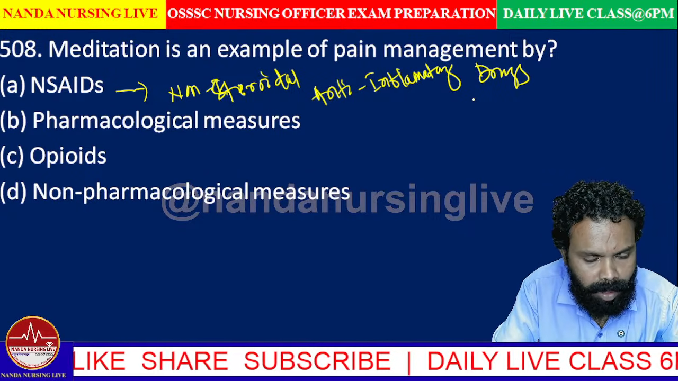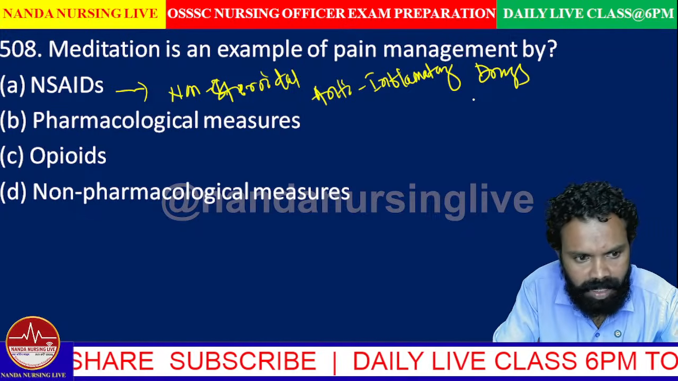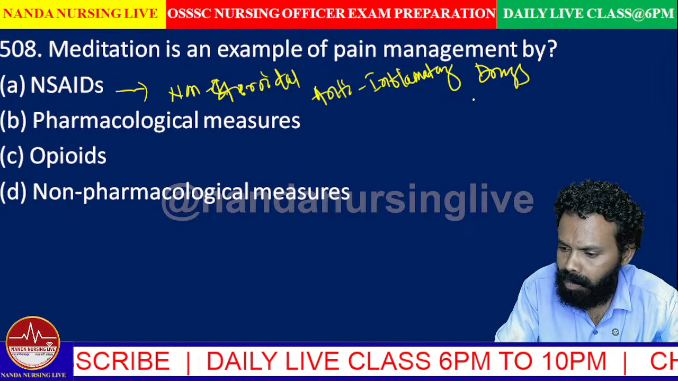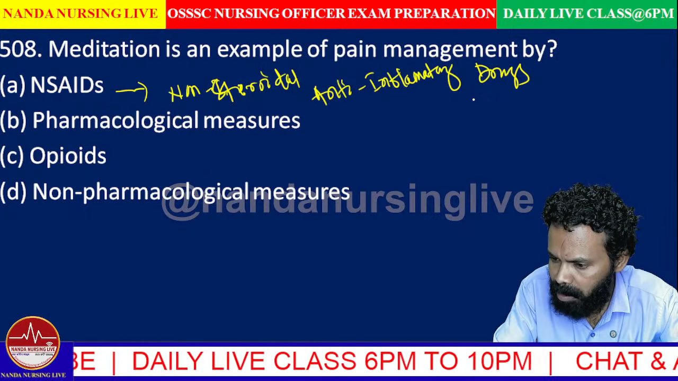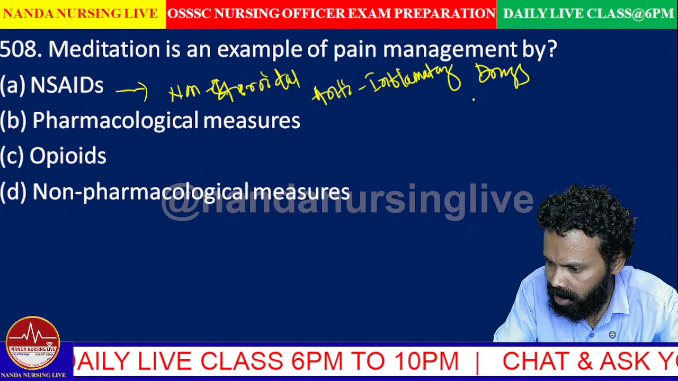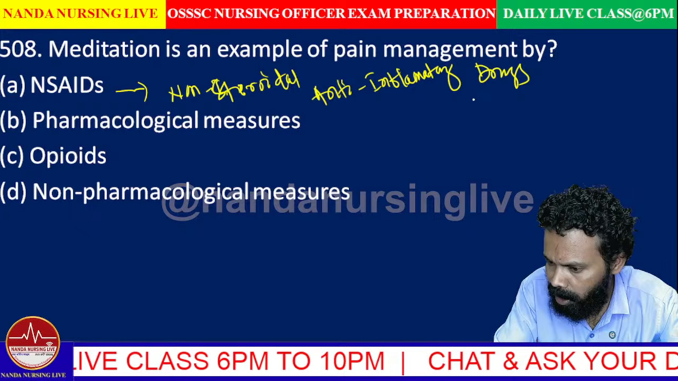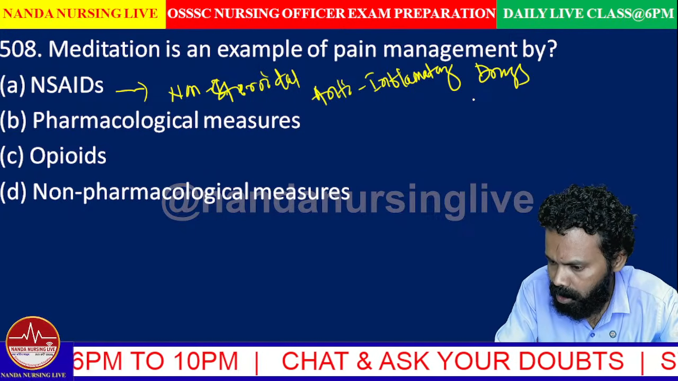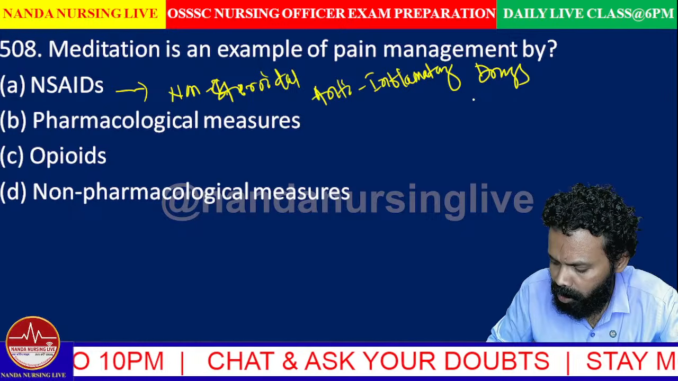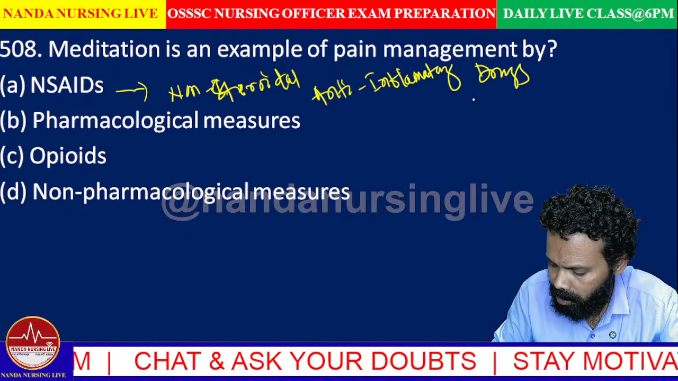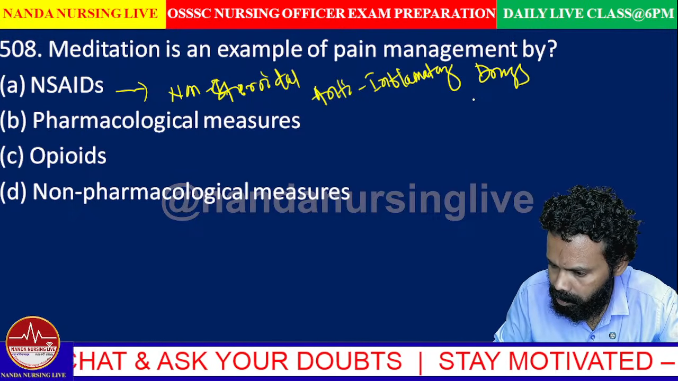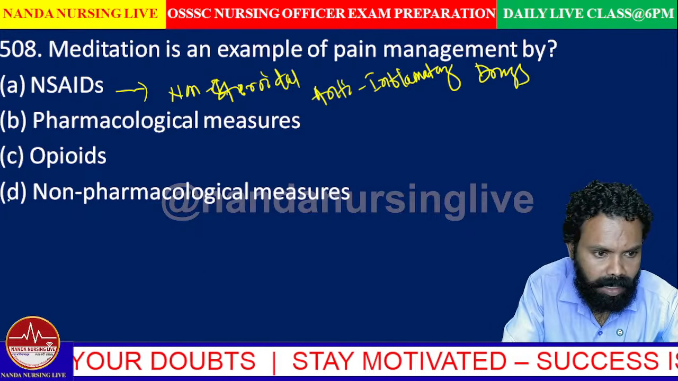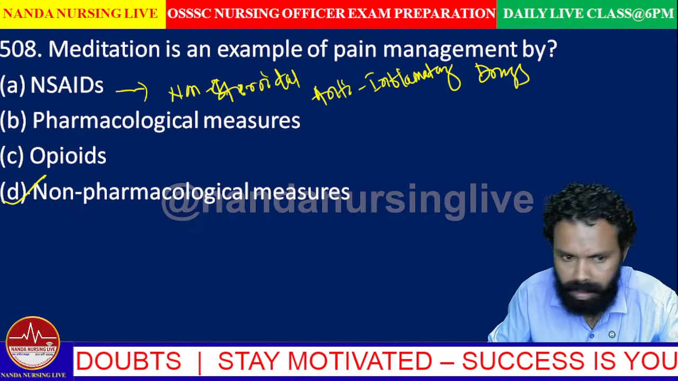Then option is pharmacological measures, option is opioids, option D is non-pharmacological measures. So which option is the correct answer? Meditation is an example of pain management by NSAIDs, pharmacological measures, opioids, or option D, non-pharmacological measures. Very good, option D is the correct answer, non-pharmacological measures.